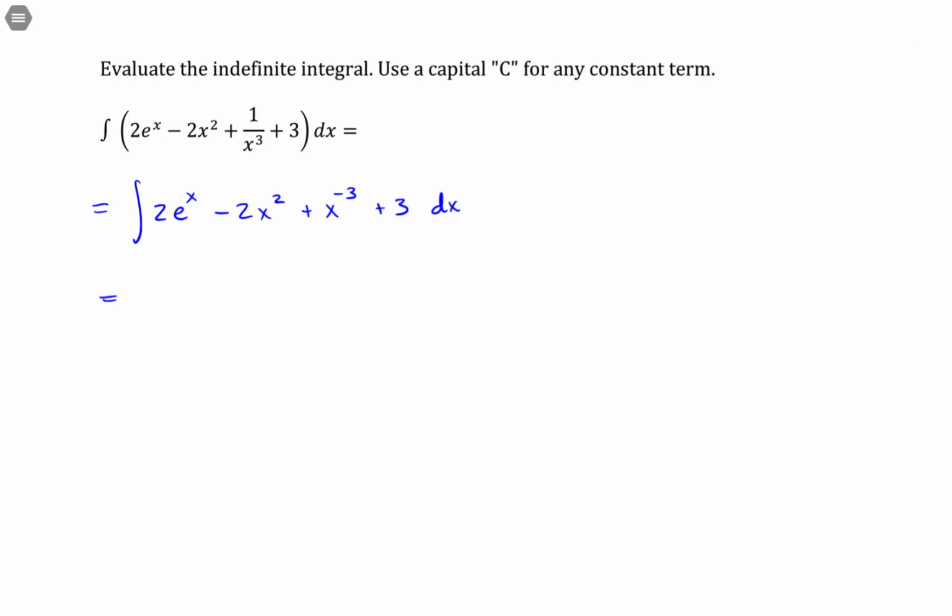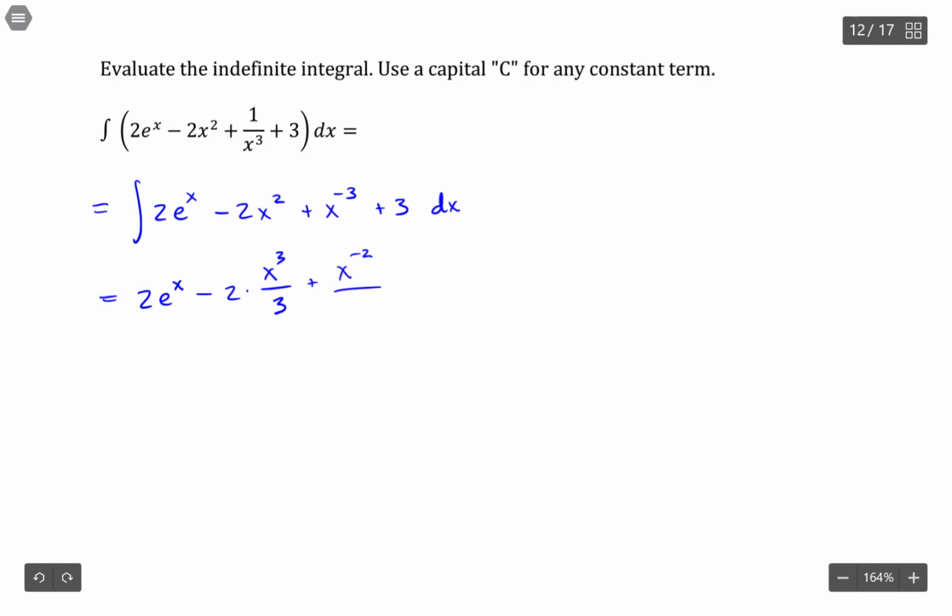Now, integrating term by term, e to the x is its own derivative. So 2e to the x, its antiderivative is the same, just e to the x. So 2e to the x. Next up, this term x squared would become x cubed divided by 3. The next term, negative 3 plus 1 is negative 2, and that divides by negative 2.